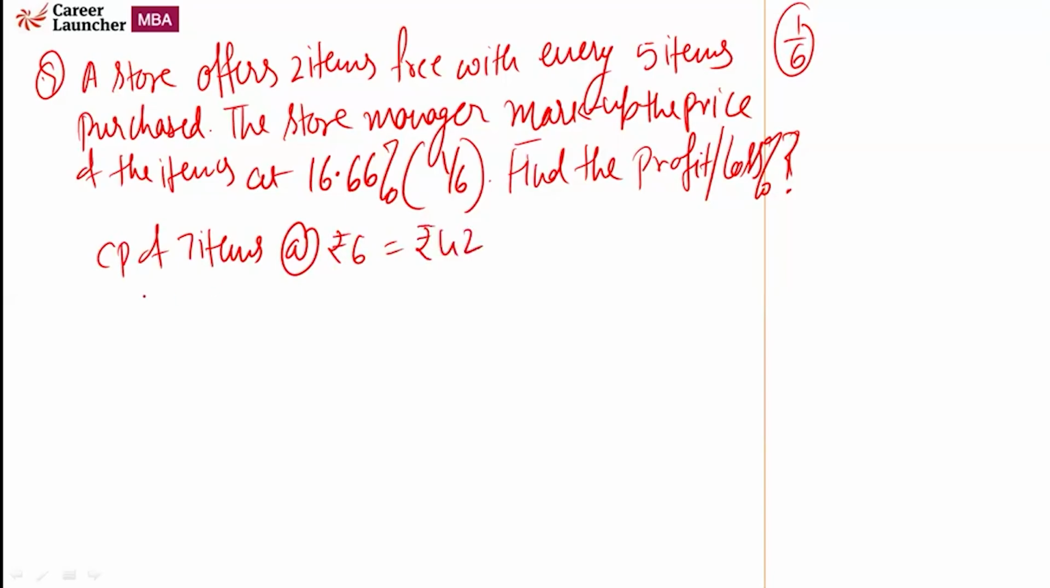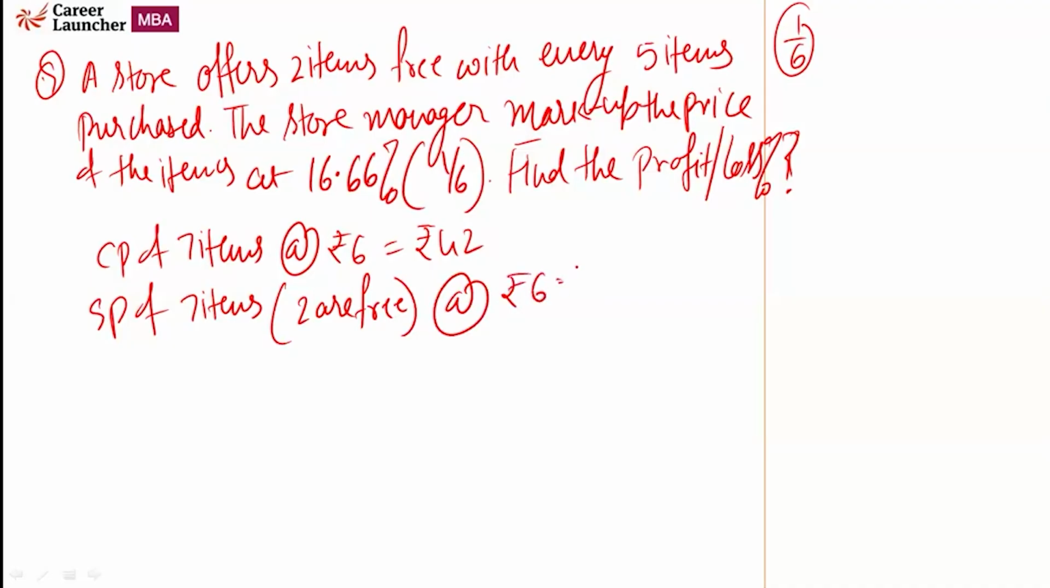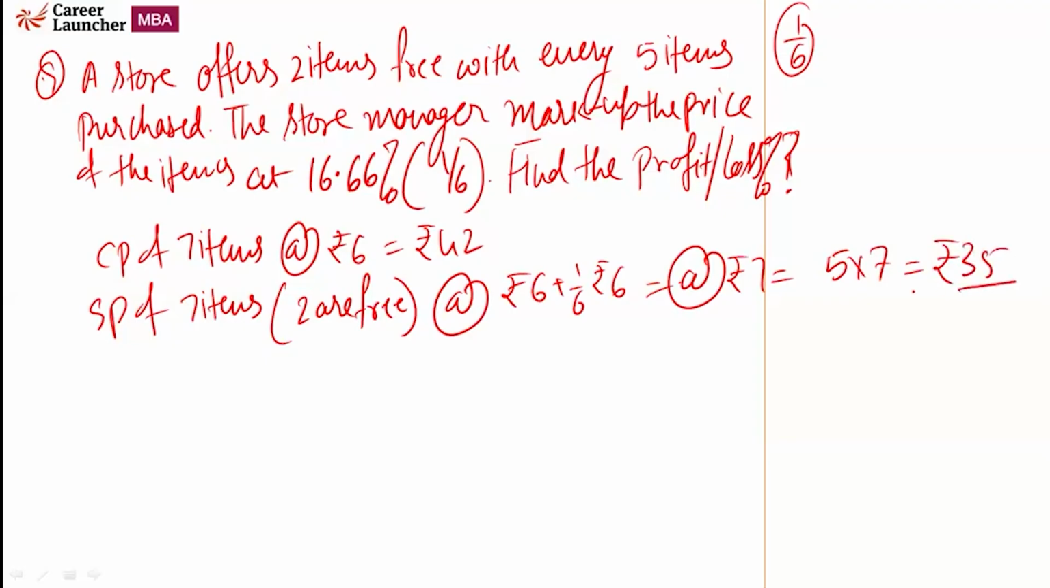The cost price of 7 items at the rate of ₹6 will come out to be ₹42. The selling price of 7 items, 2 are free, but you are giving 7. At the rate of ₹6 plus 1 by 6 of ₹6, which is at the rate of ₹7, comes out to be, 5 sevens are 35. Why? Because you are selling only 5, 2 of them are free. You buy something at 42 rupees, you sell at 35 rupees. Is it a profit or loss? Loss.